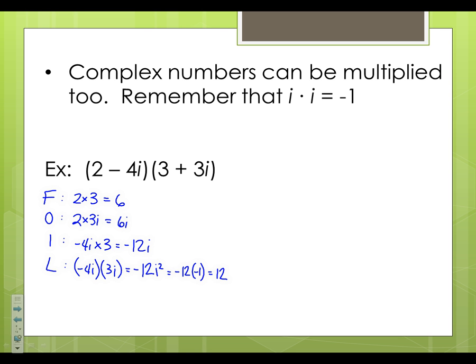Now simplifying, we're going to combine our like terms. Grab your constants first. We had a 6 and we had a 12, which give us a constant of 18. And then we have 6i and -12i, which go together to -6i. So there's our answer in standard form.